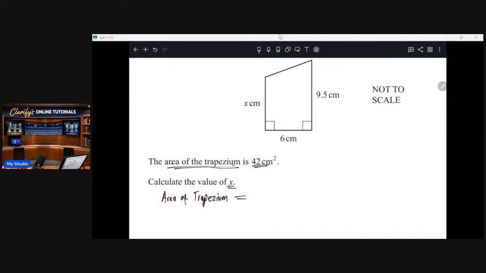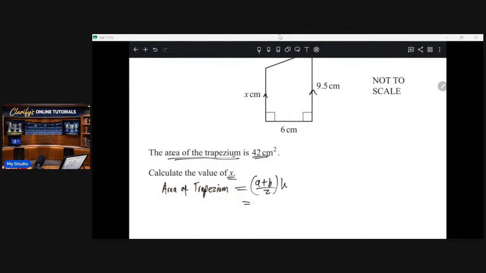We saw the statement we wanted. Area of trapezium is going to be a plus b over 2 times the height, where a and b are the two sides that are parallel to each other. So this would be x plus, what is b? 9.5 over 2 by the height, which is 6. And the area of the trapezium is 42 square centimeters. So this is what we have. Okay? We can now remove area of trapezium, then put what they said, 42.